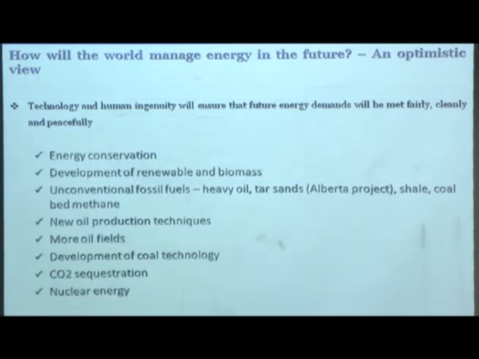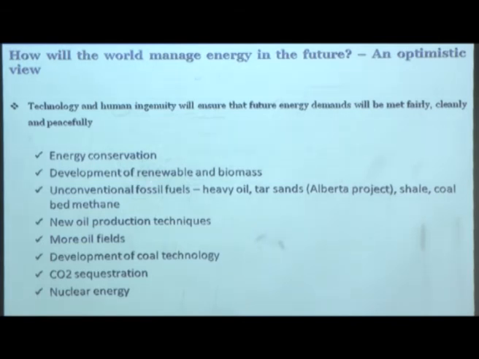How will the world manage the energy scenario in future? As I said, technology and human ingenuity will ensure that future energy demand will be met fairly, cleanly, and most importantly, peacefully. We don't want to fight wars for energy. And if you want to meet the energy demand keeping these 3 broad principles in mind, these are the things that we have to promote, particularly in India.